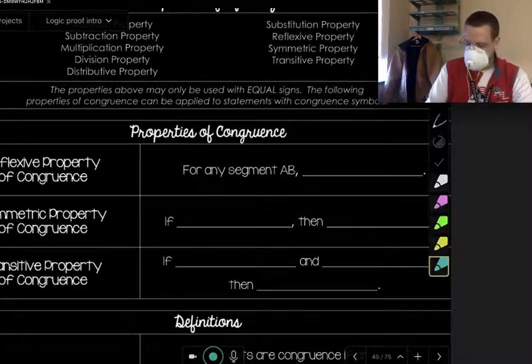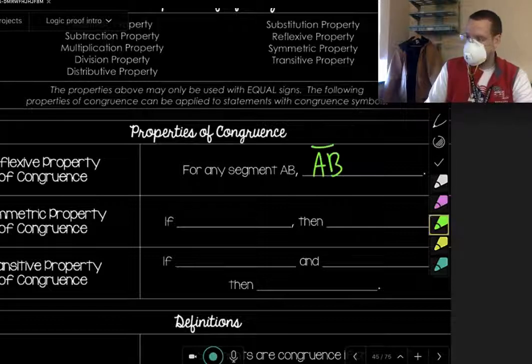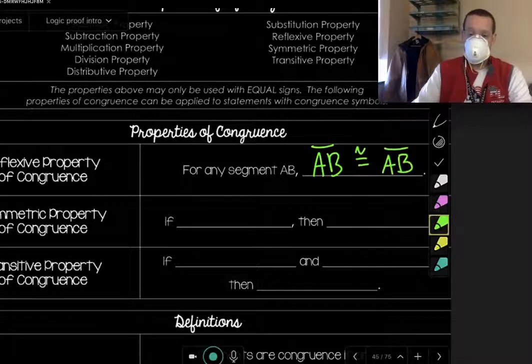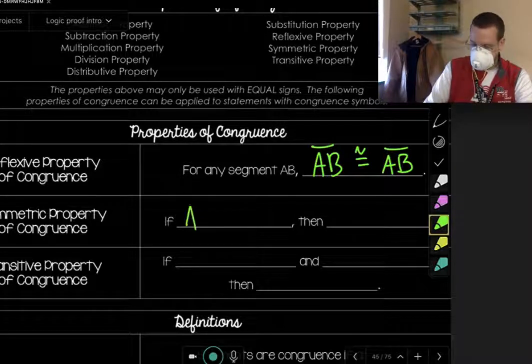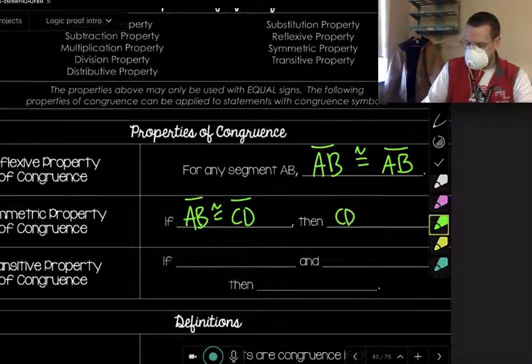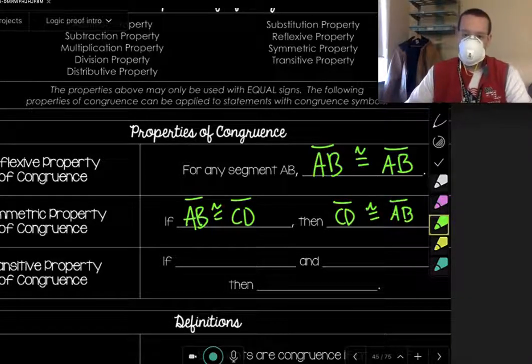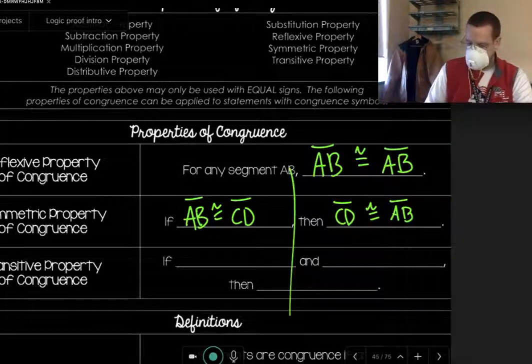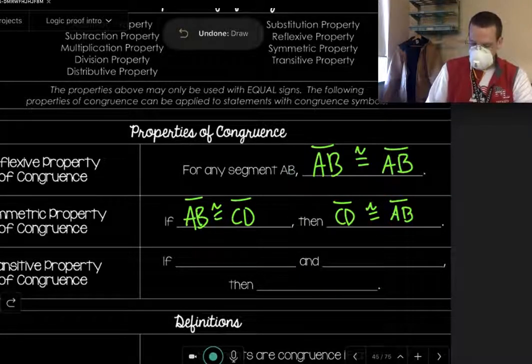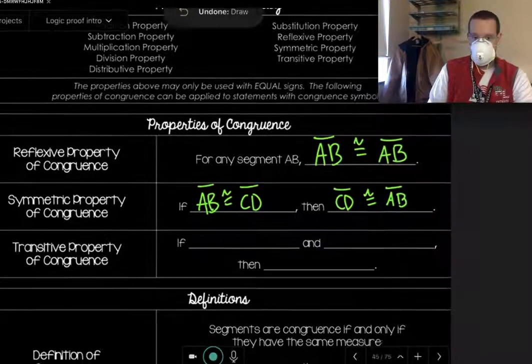So the reflexive property of congruence is very similar. If we have segment AB, the reflexive property is AB looking at itself in the mirror. It's just now a segment. The symmetric property: if we have AB is congruent to CD, then CD will be congruent to AB. Again, that same idea of symmetry. If we were to fold this in half, it would fold up onto itself. So that is the symmetric property of congruence.